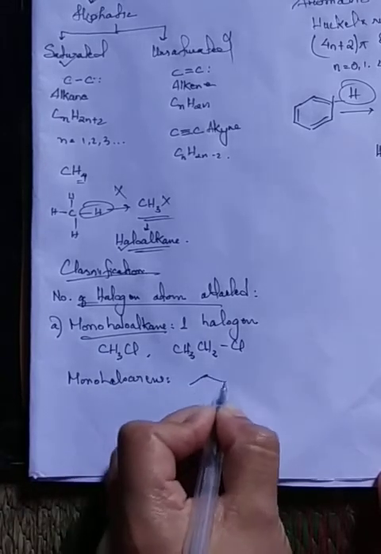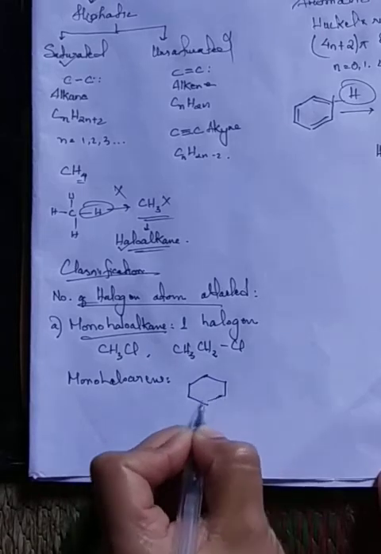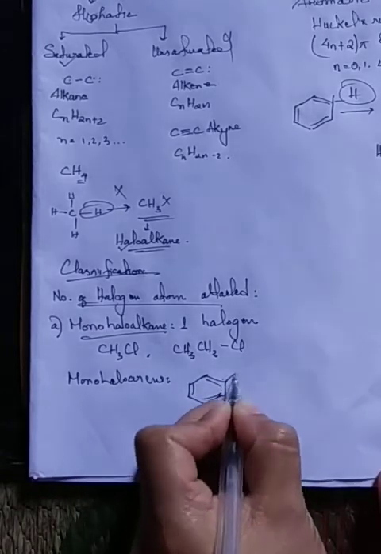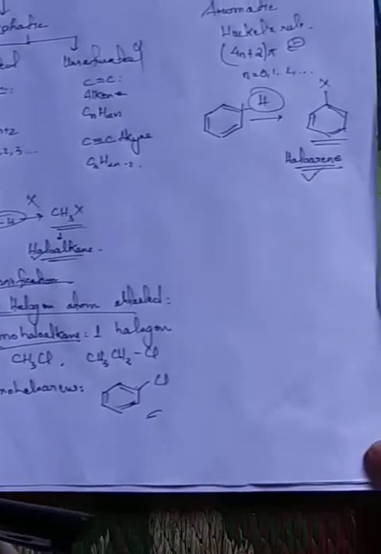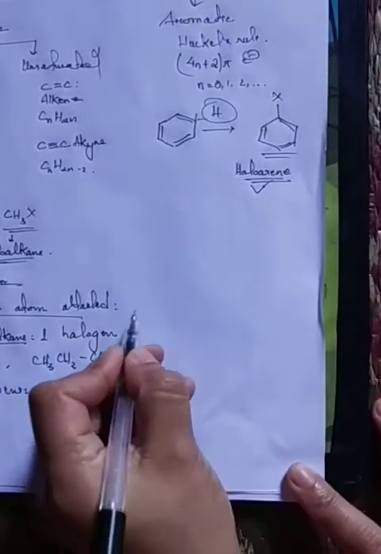If we take monohaloarenes, an example can be our benzene ring attached with one halogen atom. These are the examples of monohaloalkanes and monohaloarenes.